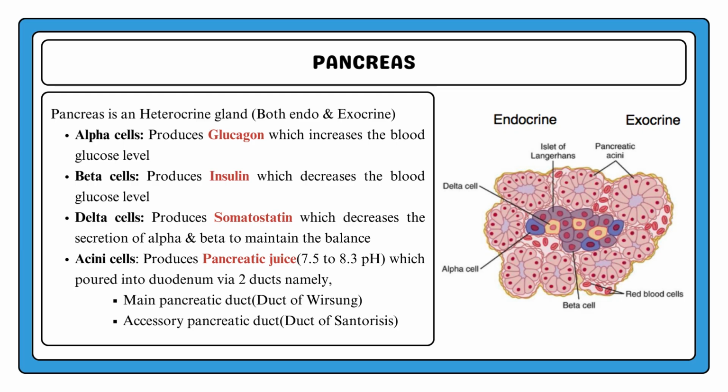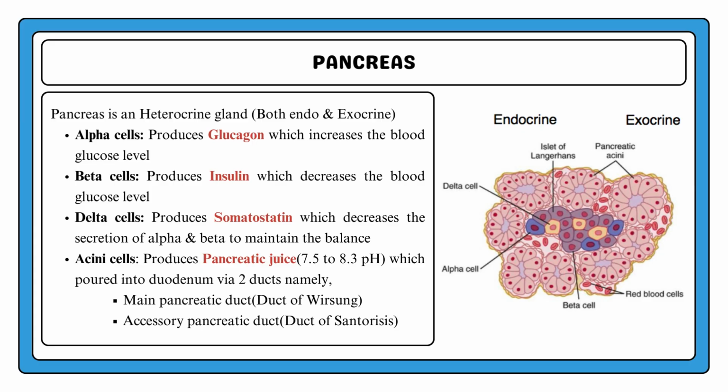First, pancreas. Pancreas is a heterocrine gland because it secretes both endocrine and exocrine secretions. Pancreas contains 4 types of cells. See the diagram. They are alpha cells, beta cells, delta cells and acini cells. Alpha cells produce glucagon, which increases the blood glucose level. Beta cells produce insulin, which decreases the blood glucose level. Delta cells produce somatostatin, which decreases the secretion of alpha and beta cells to maintain the balance.